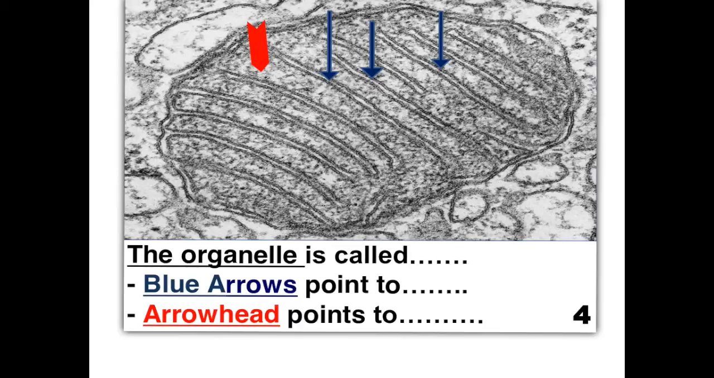The organelle is called mitochondria. Blue arrows point to shelves or cristae. Arrowhead points to matrix of the mitochondria.